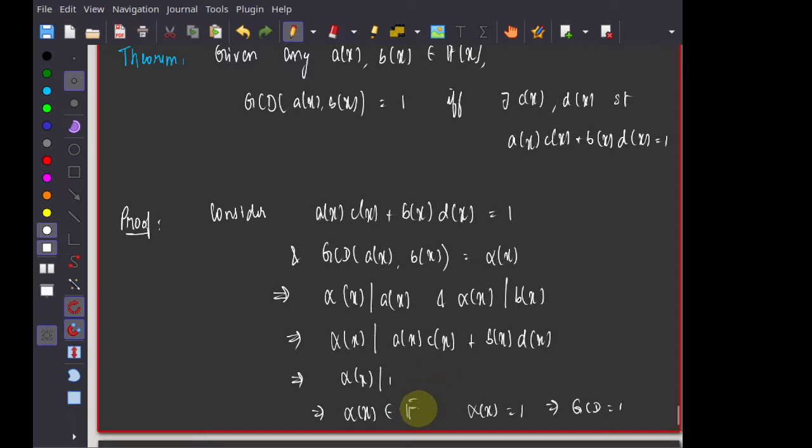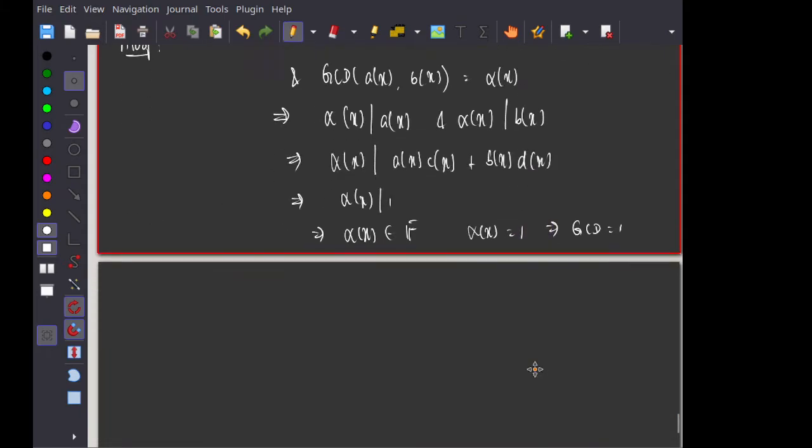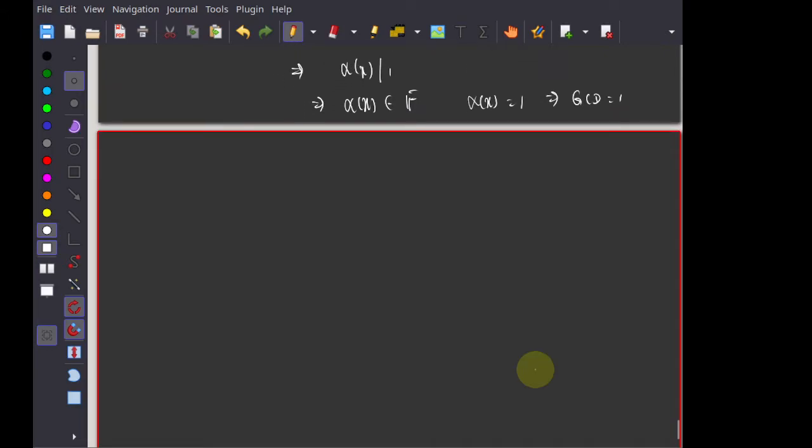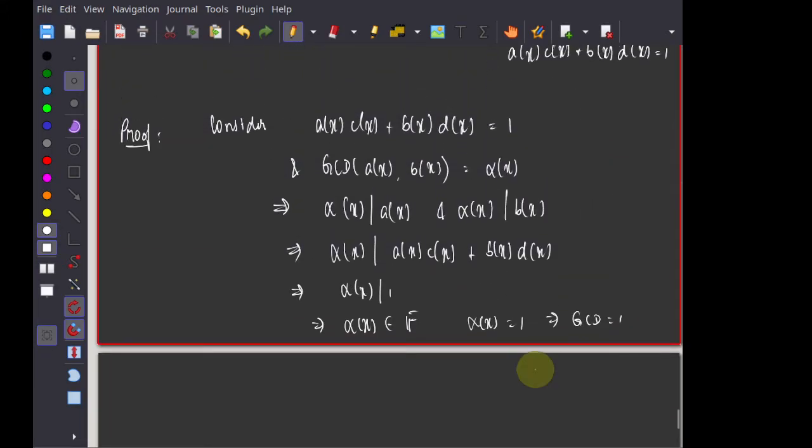But now if we insist that the GCD always has the leading coefficient being equal to 1, then alpha must be equal to 1, because it's a GCD. All good?